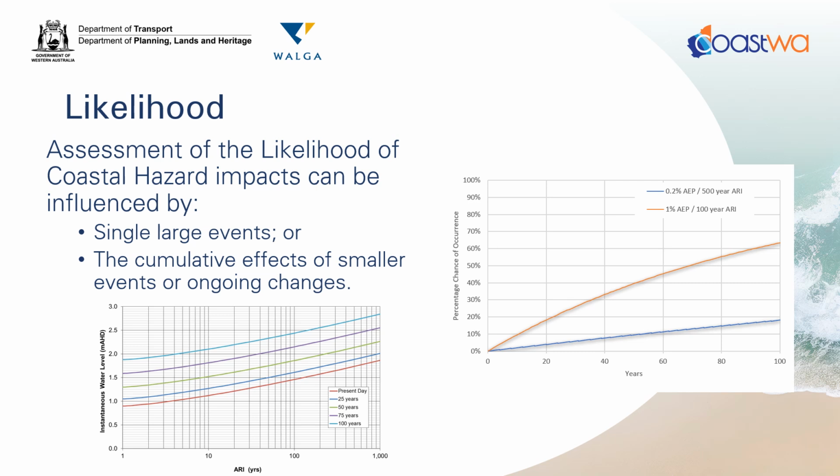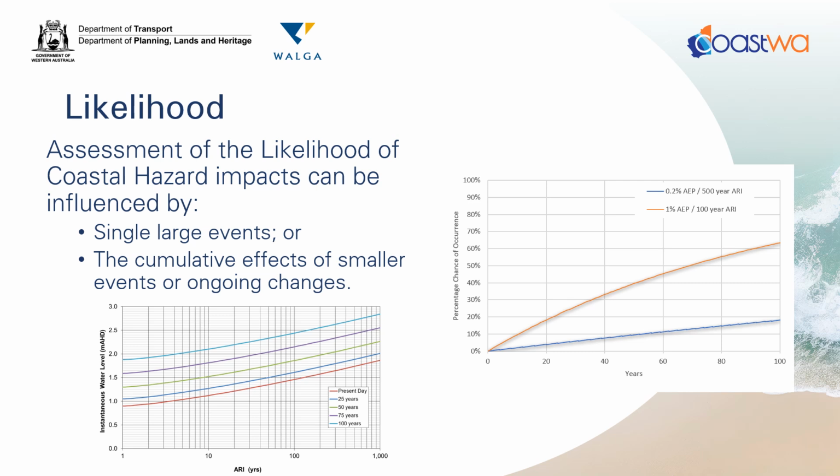The location is not important. But you'll see we've got each of these different coloured lines, with red representing the present day, right through to the cyan colour again, representing the 100-year planning horizon. What you can see is that with the average recurrence interval down on the x-axis, as we go from a 1-year event to a 1,000-year event, the instantaneous water level increases.